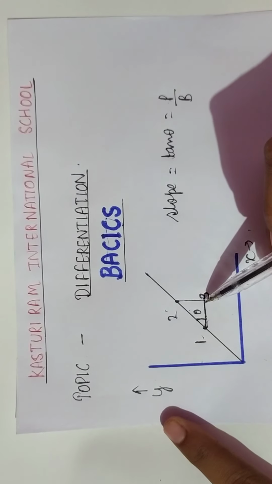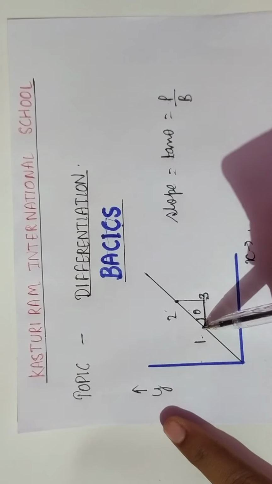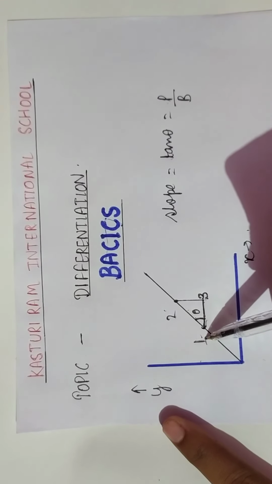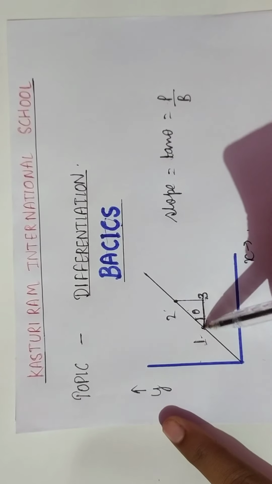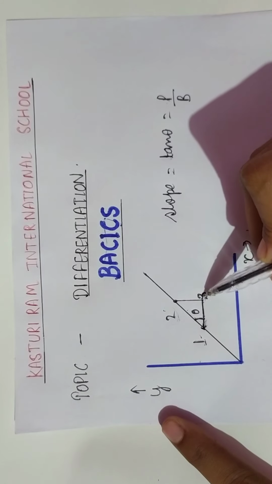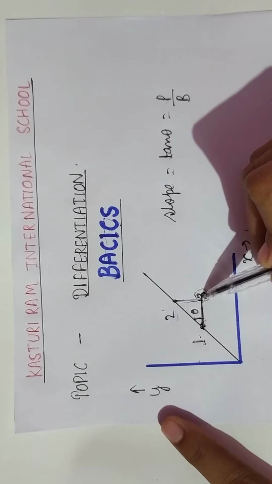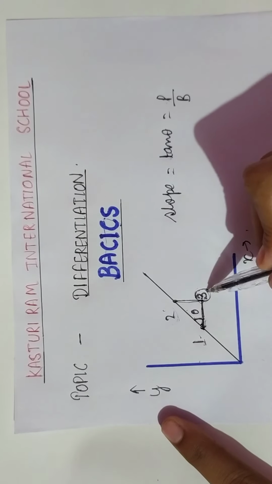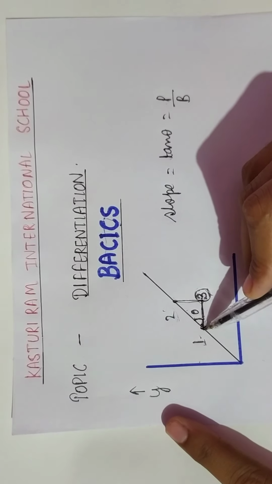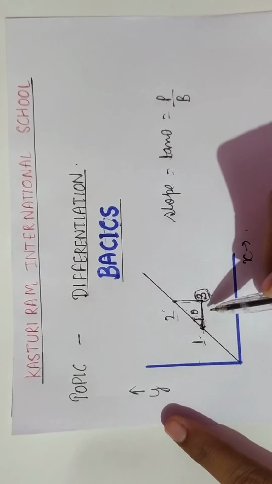Simply, we can name two points. We have marked the two points: this point we let be point 1, and this point we assume is point 2, and these join at a point, we can say point 3. Points 1 and 2 make an angle theta with the x-axis.